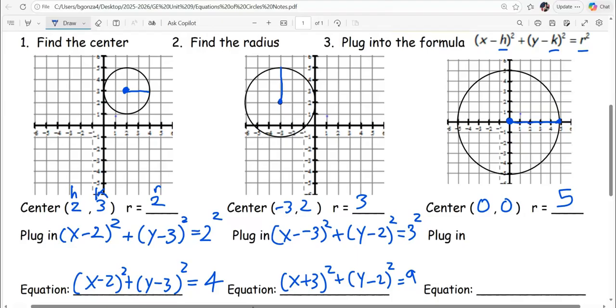All right. Write it down. x minus what? Minus 0. That's weird, but write it down. Squared. Plus y minus what's 0? Okay. Squared equals r squared, 5 squared. Now, you're right. 5 squared is 25. But real quick, minus 0 is nada.